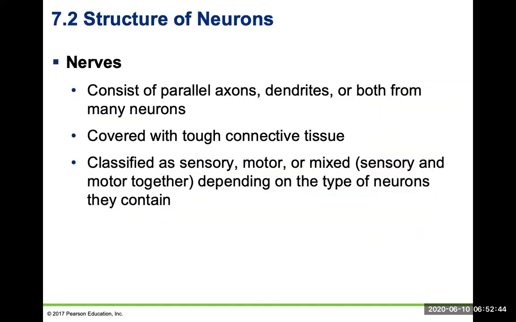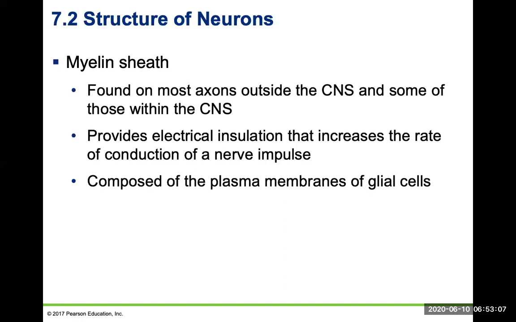So nerves consist of parallel axons, dendrites, or both from many neurons put together. So we name nerves in your body. They're covered with a tough connective tissue, and all they are is a bunch of parallel axons and dendrites put together. They can be classified as a sensory, motor, or mixed nerve, depending on the type of neurons they contain. And many axons will be covered with what we call a myelin sheath. This is found on most axons outside the central nervous system and some within the central nervous system.